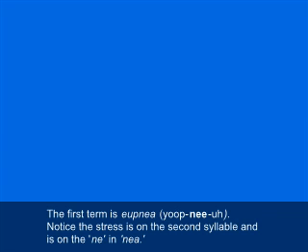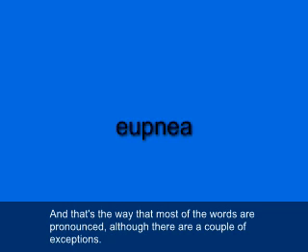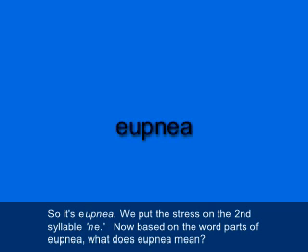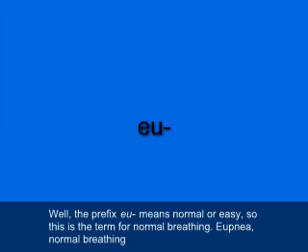So here we go. The first term is eupnea. That's spelled E-U-P-N-E-A. And notice the stress is on the second syllable, and it's on the knee in nea. And that's the way most of these words are pronounced, although there are a couple of exceptions. So it's eupnea. We put the stress on the second syllable, knee, eupnea. Now, based on the word parts of eupnea, what does eupnea mean? Well, the prefix eu means normal or easy, so this is the term for normal breathing, eupnea, normal breathing.